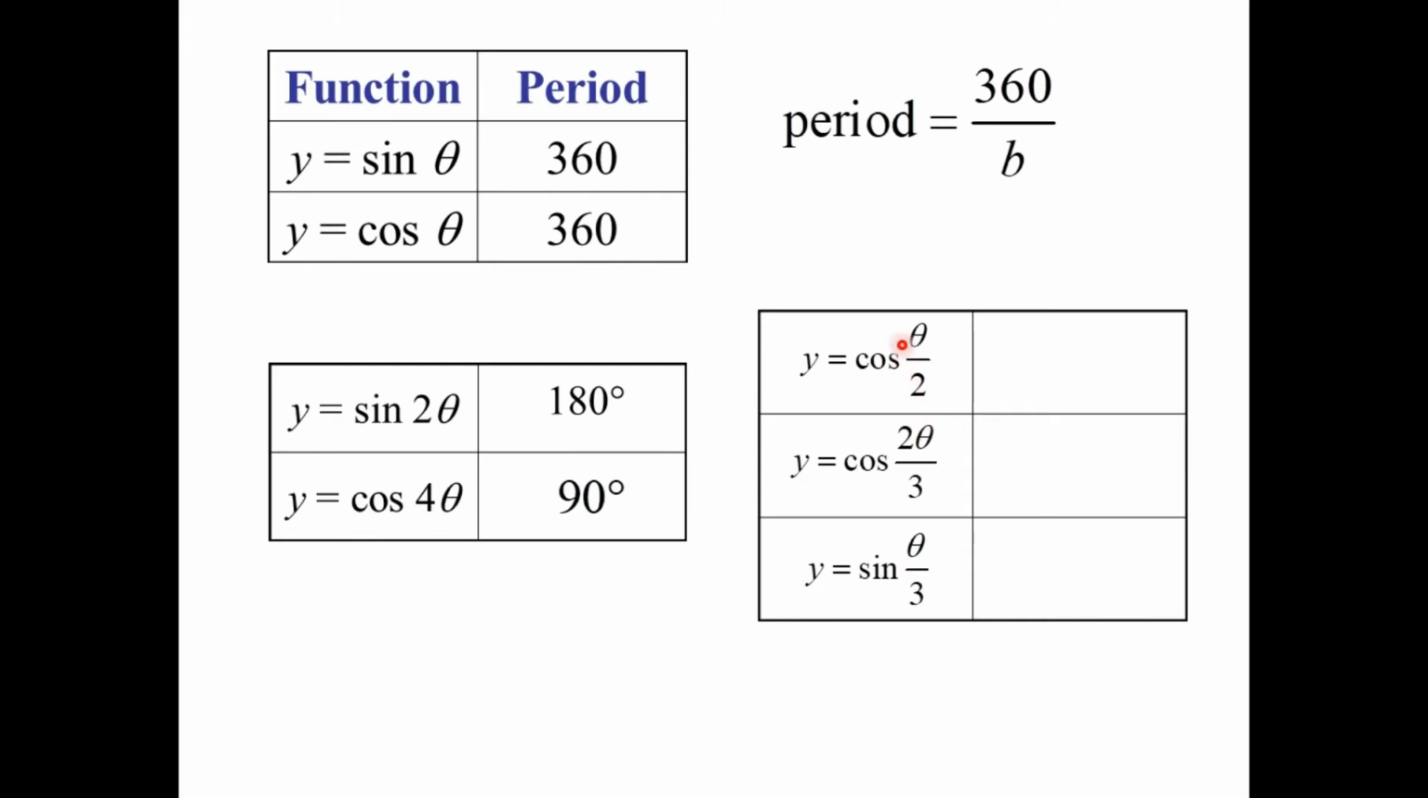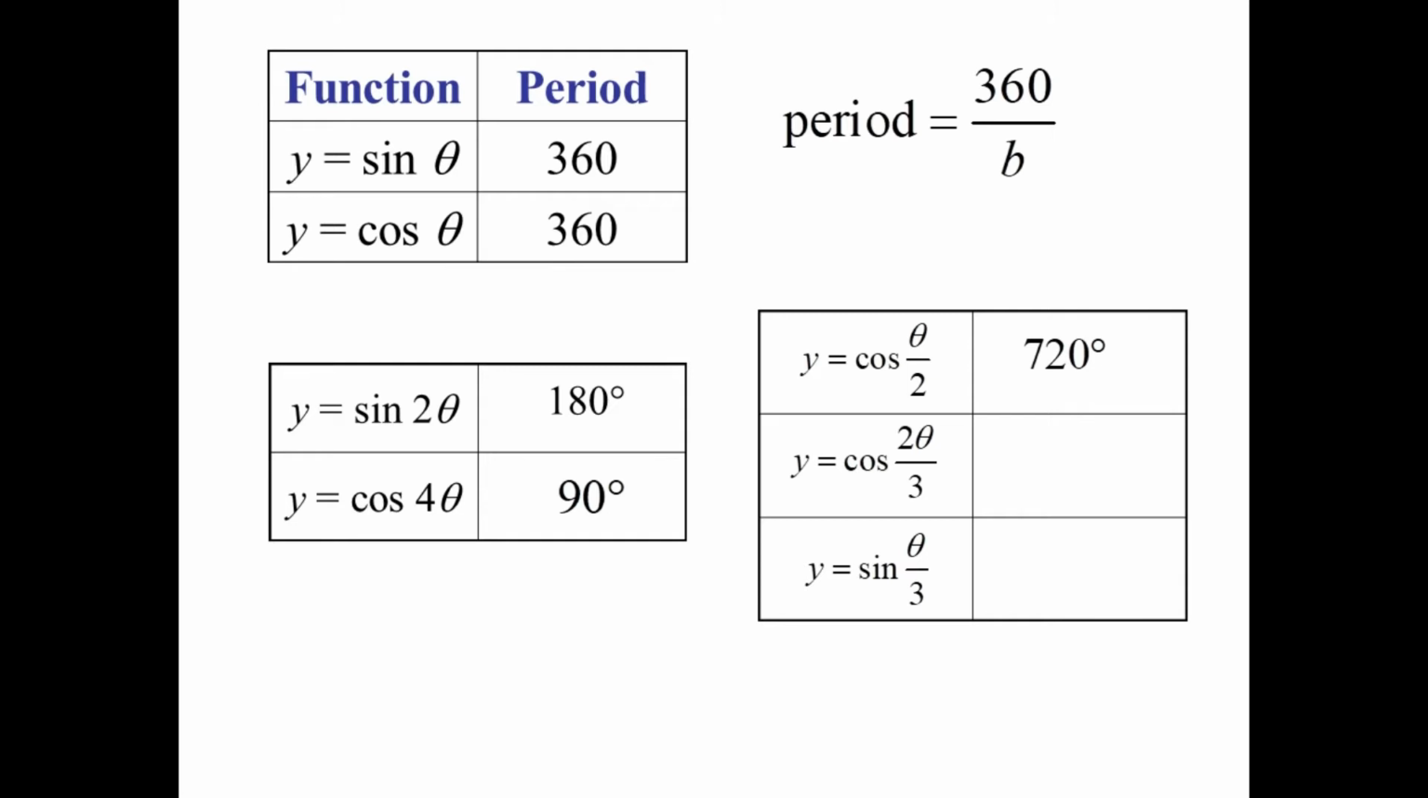Here we have a b value of 1/2, so the period must be 360 divided by 1/2. And of course, when we divide by fractions, we invert and multiply. And so the period will be 360 times 2, 720.